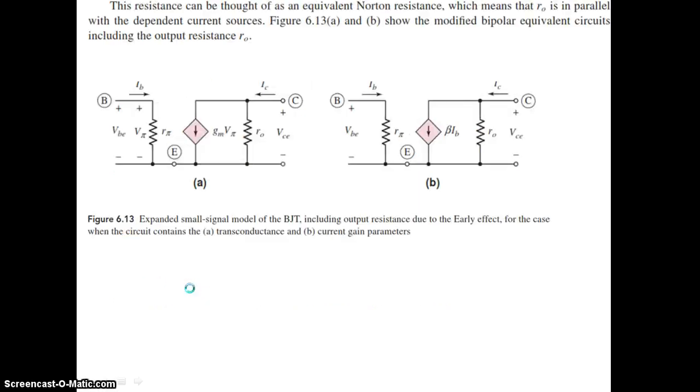Now we have to include this in our equivalent circuit. Completing the circuit, at the input we have V pi, VBE, R pi, and IB flows, and we have the current source gm times V pi, and at the output we have the resistance R0, and the output voltage is VCE. This is the expanded small signal model of the BJT including output resistance due to the Early effect, for the case where the circuit contains the transconductance gm V pi, or the current gain parameter beta IB. So the two models have been drawn. This is the small signal hybrid pi equivalent circuit including the Early effect.